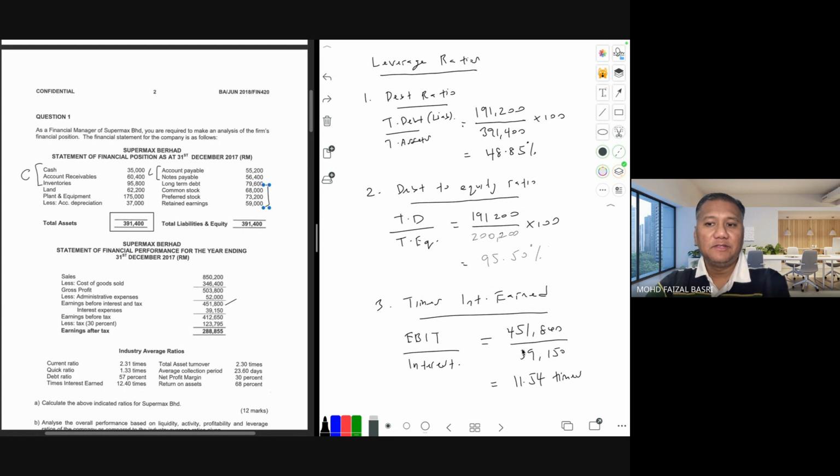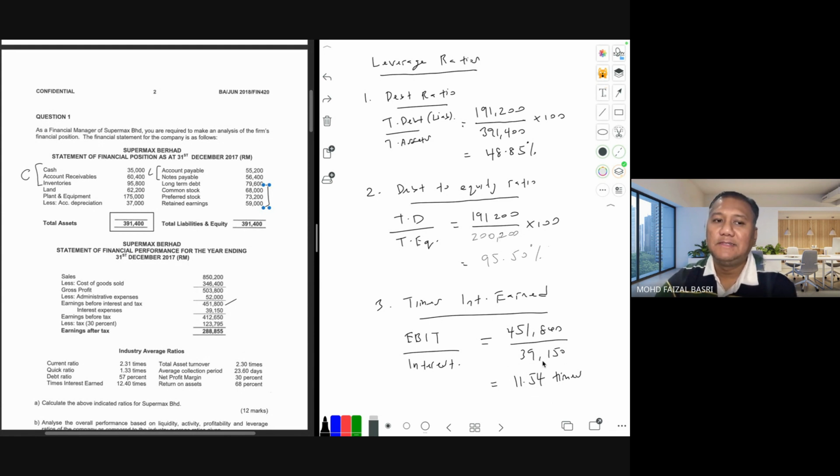And going back to times interest earned, the times interest earned is 11.54. The industry average ratio is about 12.4, so the industry average has higher times interest earned. Times interest earned is just to show that from the total interest of 39,000 that it has to serve, it has income of 451,000 to cover the interest. So its coverage is about 11.5 times. Technically it is a lot, but compared with the industry average it is still lesser.